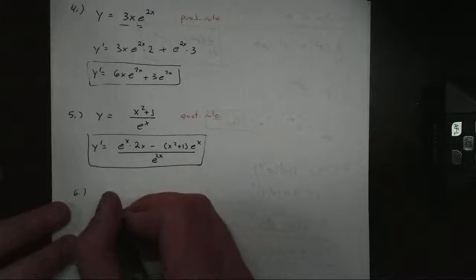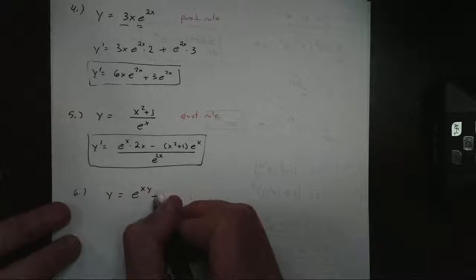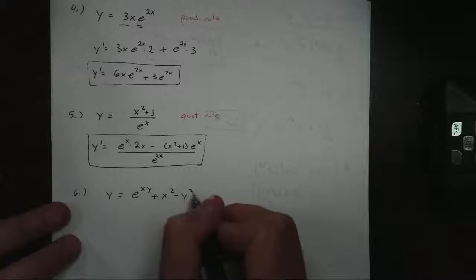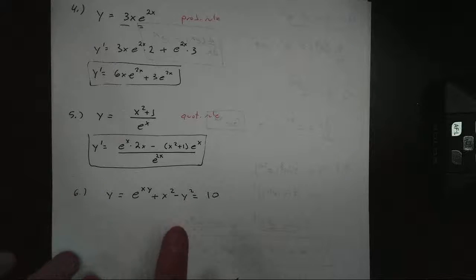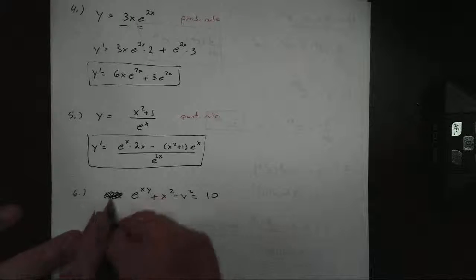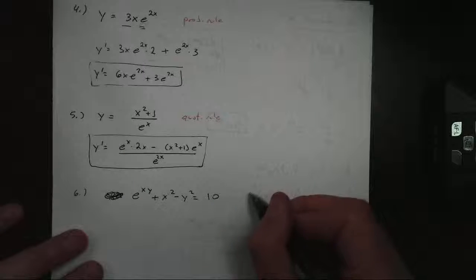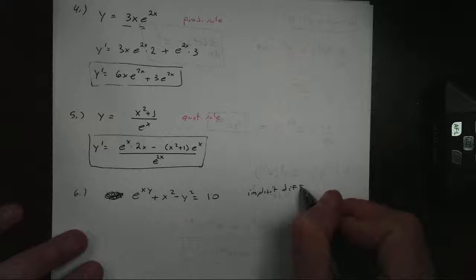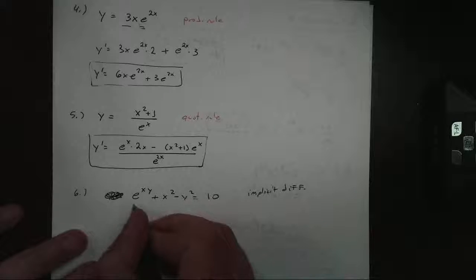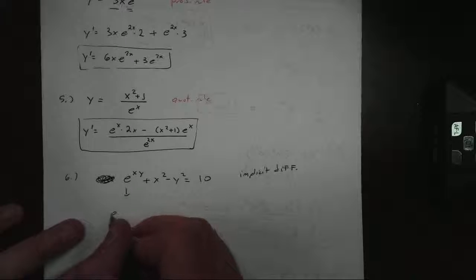Like let's say we have e to the xy plus x squared minus y squared equal to 10. Sorry, not y equals. Let's get rid of that. You should recognize this. We have x's and y's. This is our implicit differentiation.